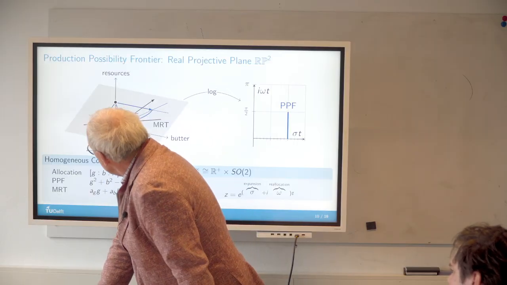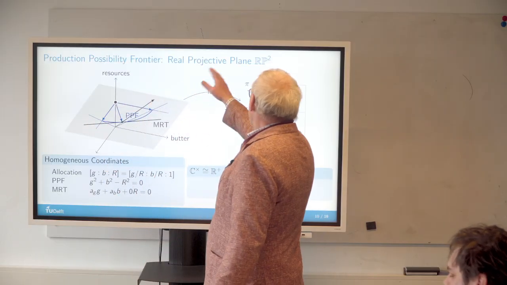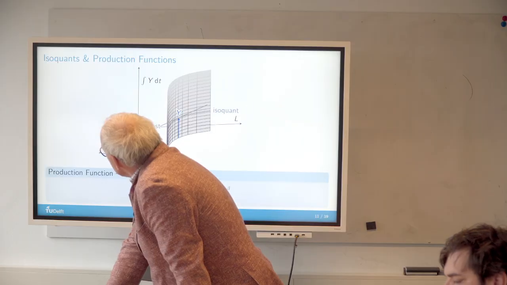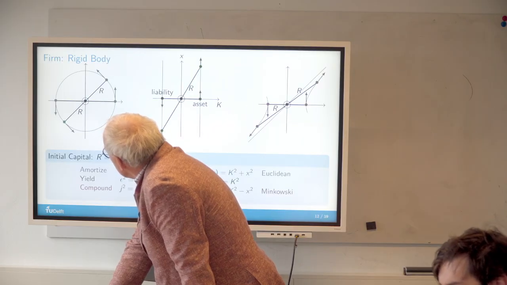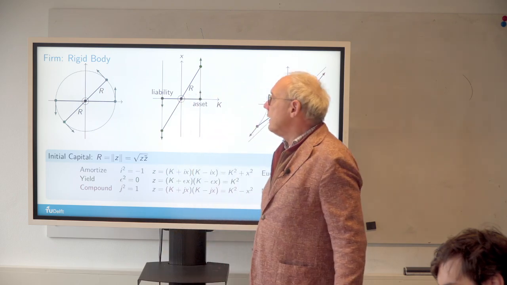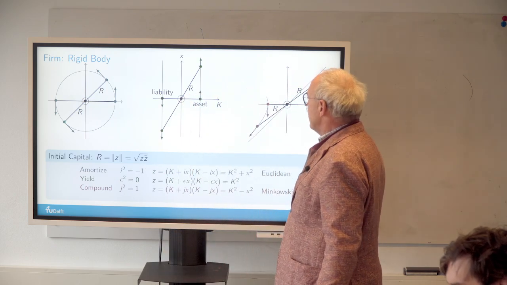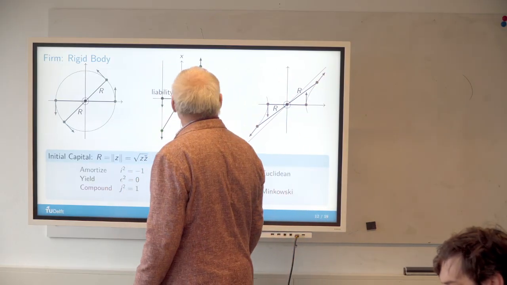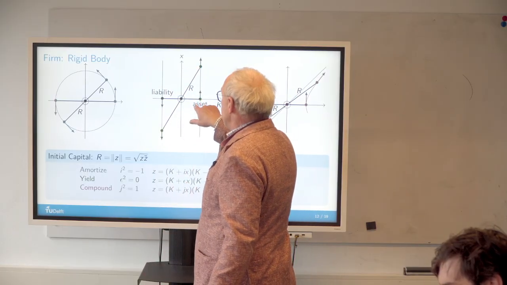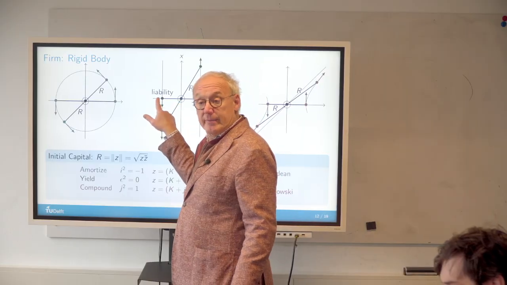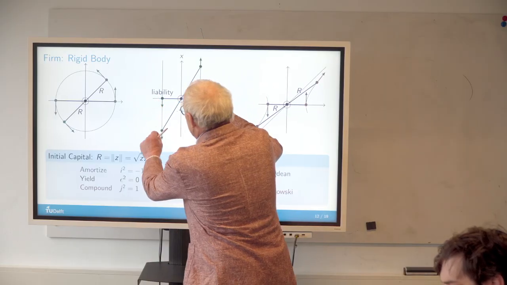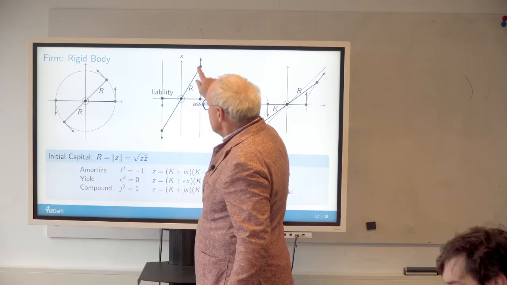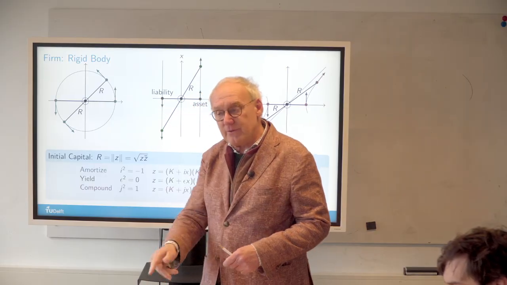Then we expanded on this idea. So we did all kinds of examples, production possibility frontiers. We had this thing. And then we went one step further, and we're going to look at a firm. We look at it as a rigid body. So here we not only have an asset, but we complement it with a liability. And we look at how these things move together. So what does the asset do? It gives us yield, and the liability is the opposite. We have to pay for it.